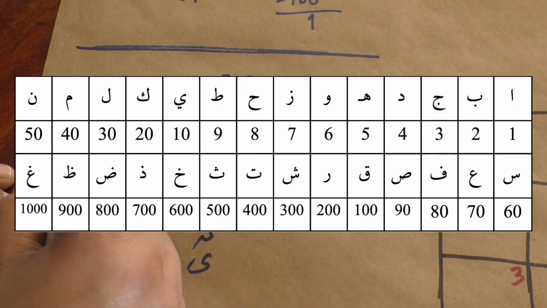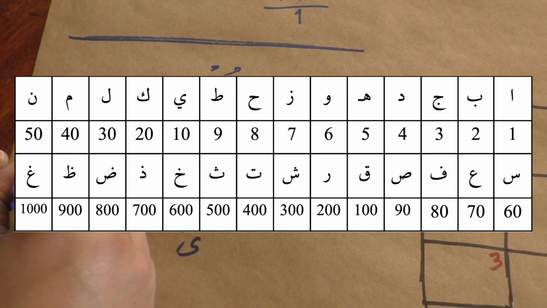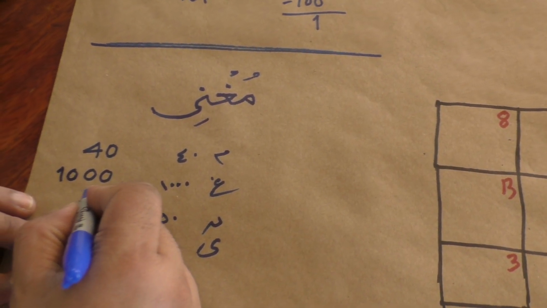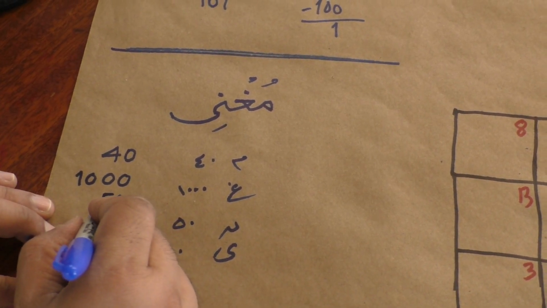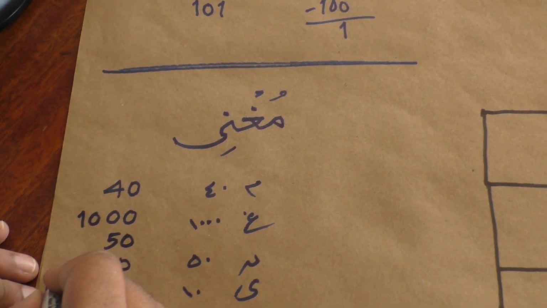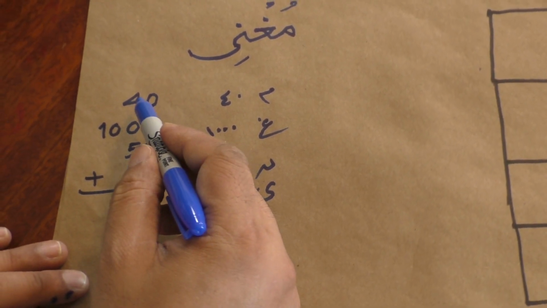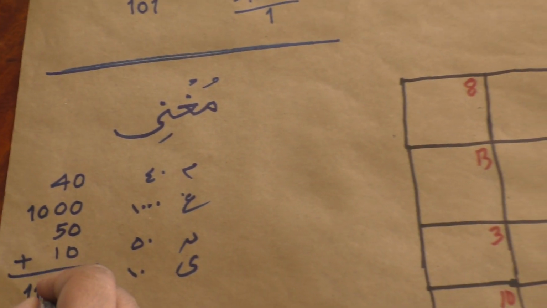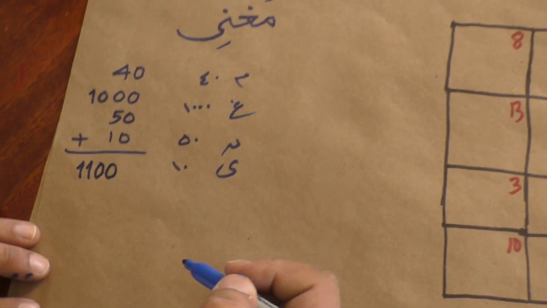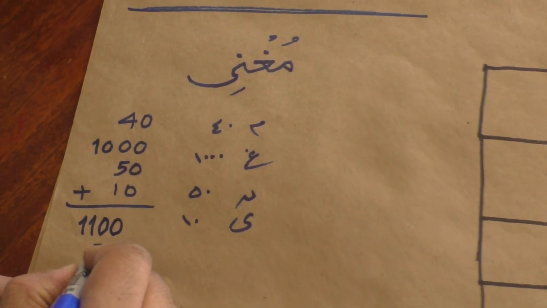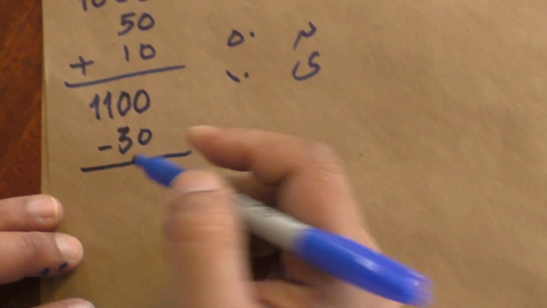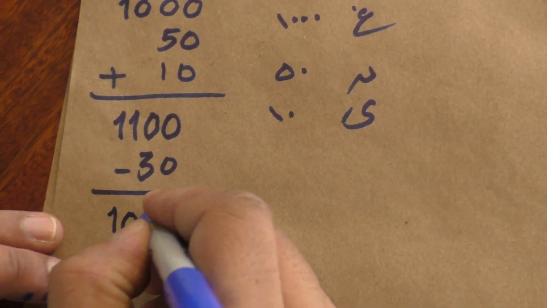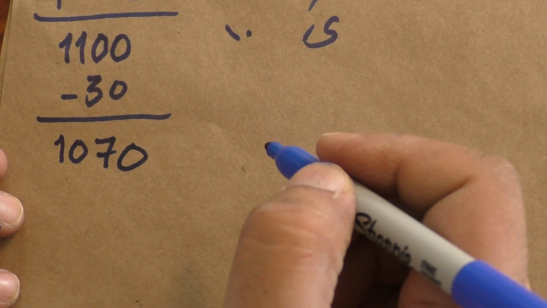Then we have 1,000. Be sure you line up your digits very carefully. 40 and 1,000. Then we've got 50, and then we have 10. This is easy enough to add up because 40 and 50 and 10 is 100, and we have 1,000. So the answer is 1,100. Now this number must be reduced by 30. If you take 30 away from 1,100, you get 1,070, if I'm not mistaken.